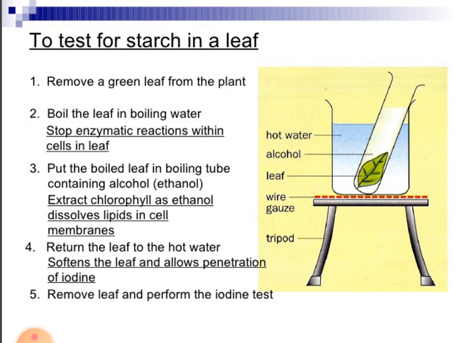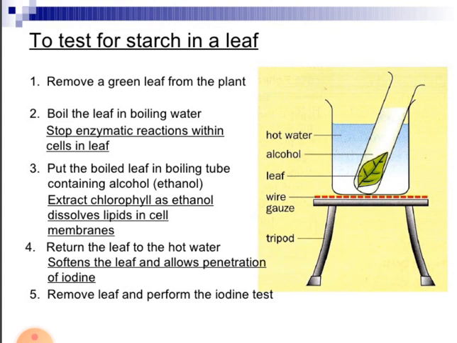Number 3, put the boiled leaf in a boiling tube containing alcohol or ethanol. This is meant to extract chlorophyll, as ethanol dissolves lipids in cell membranes. So you can see in the picture of the experiment shown there, you can see the hot water in the beaker. You see the alcohol inside the boiling tube. Hot water is in the beaker. Alcohol or ethanol is inside the boiling tube.